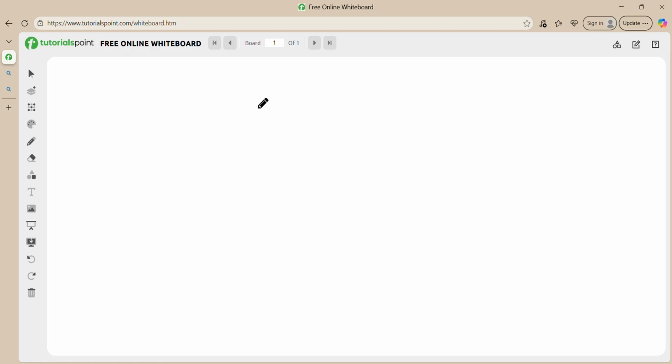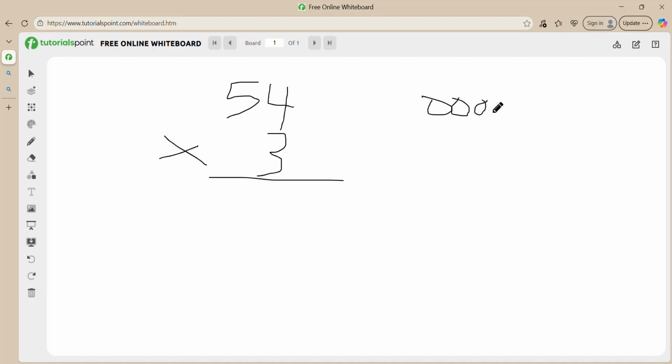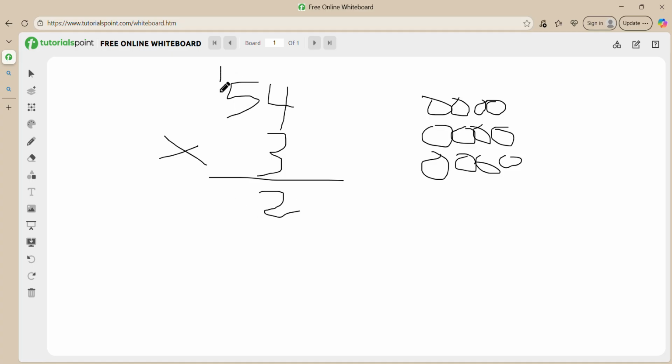Let's try and do something with different numbers. I'm going to use 54 times 3. Okay. So we're also going to use the equal groups for this just to make it easier. So there's 3 groups of 4. 1, 2, 3, 4, 5, 6, 7, 8, 9, 10, 11, 12. So that means it's 12. We're going to write the 2 right here, but we're not going to put that 1 there because it doesn't go in the equation. So what I'm going to do is just put the 1 right there.